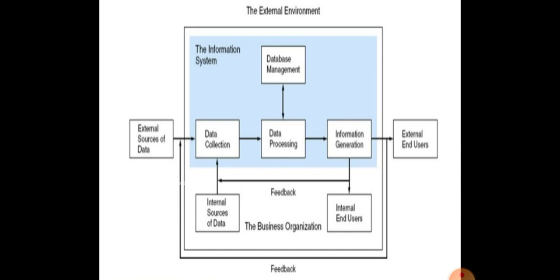At the same time, information generation is related to the internal end user, because the sources of data are of two types, internal and external. At the external level, we have already submitted to the external end users. On the other side, when we talk about the business organization, information generation will be useful for the internal end users. Then it will be related with the feedback, and at the end it will again be correlated with the internal sources of data. So there are two sources of data, internal sources and external sources.